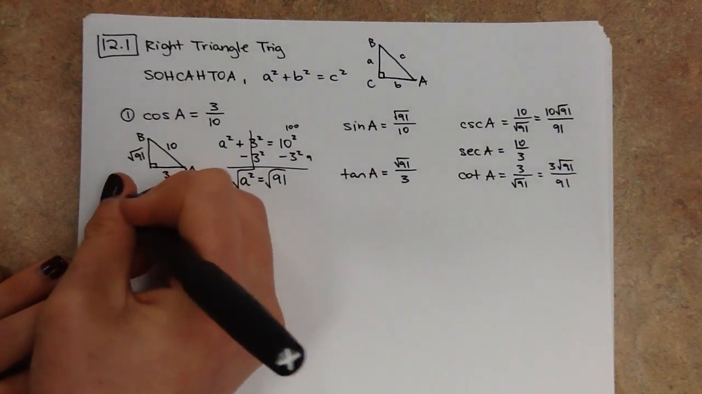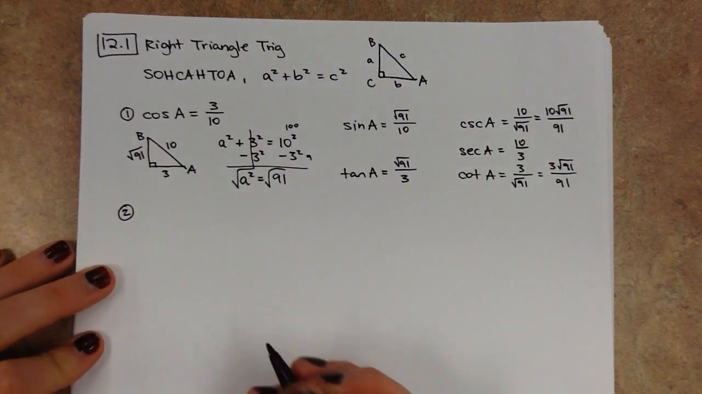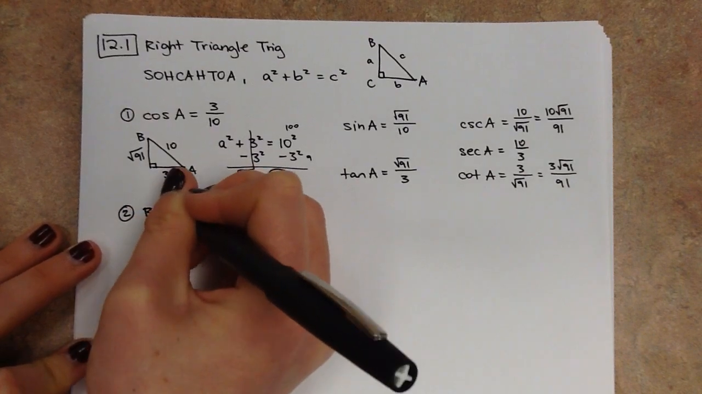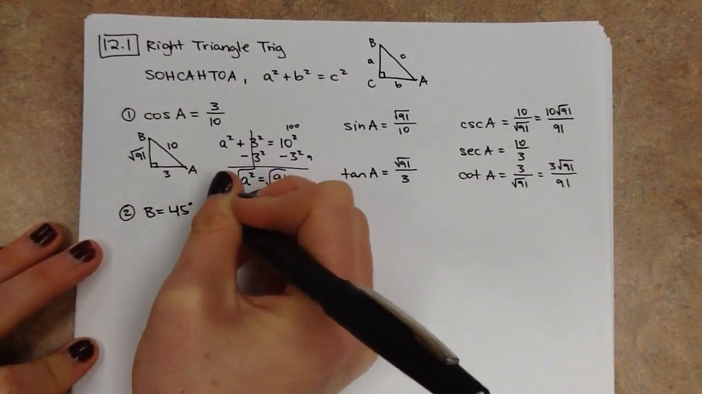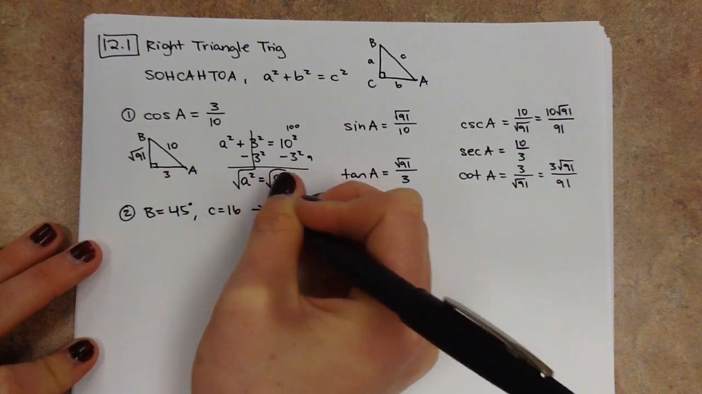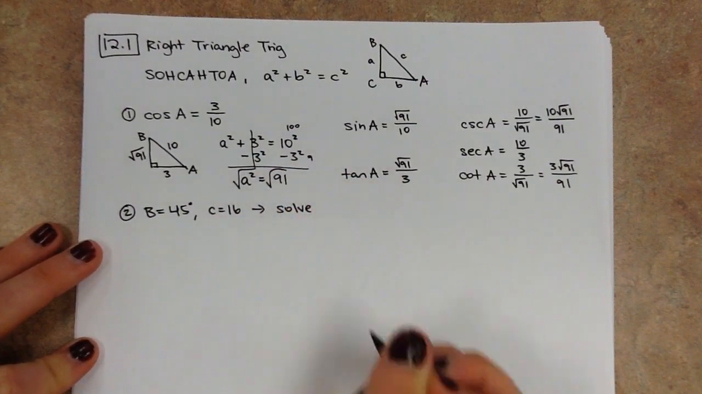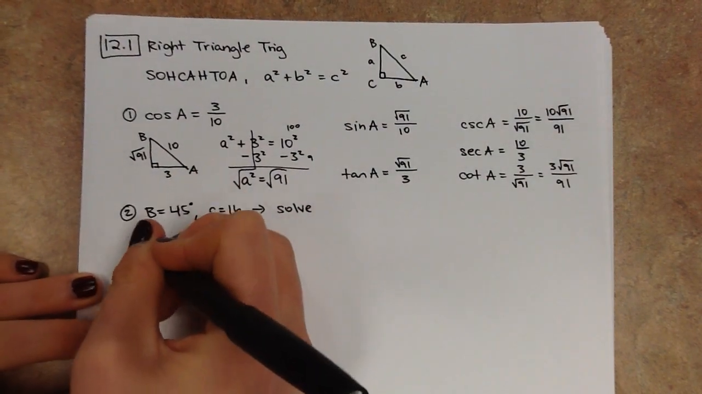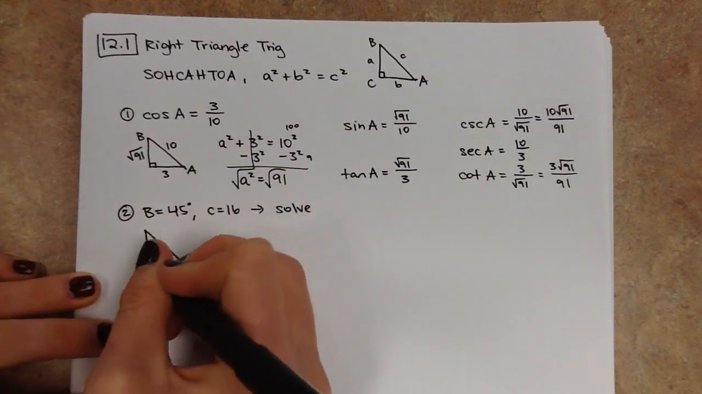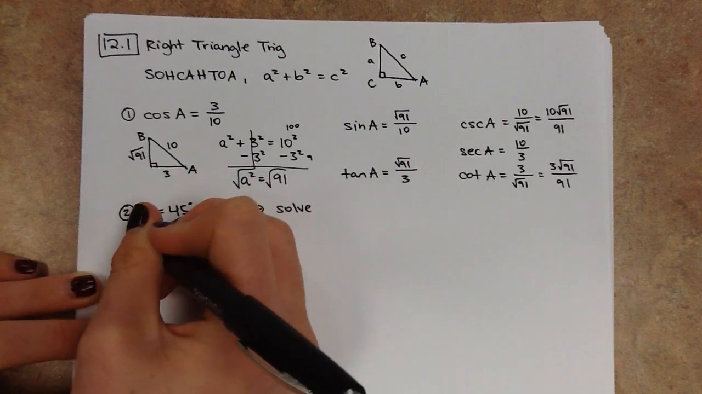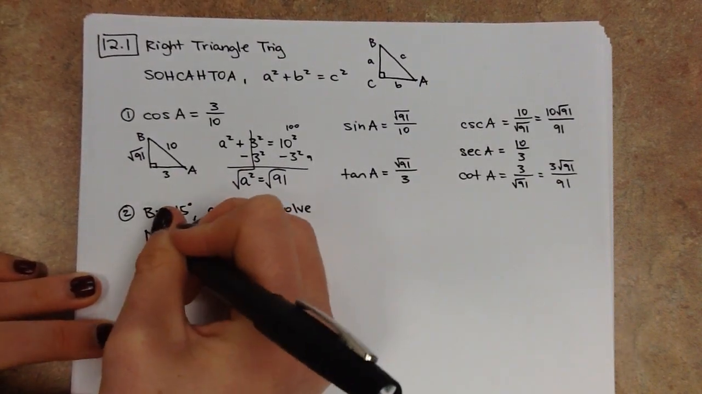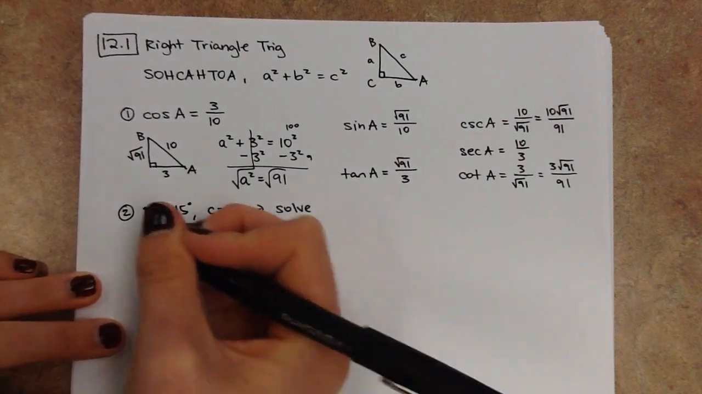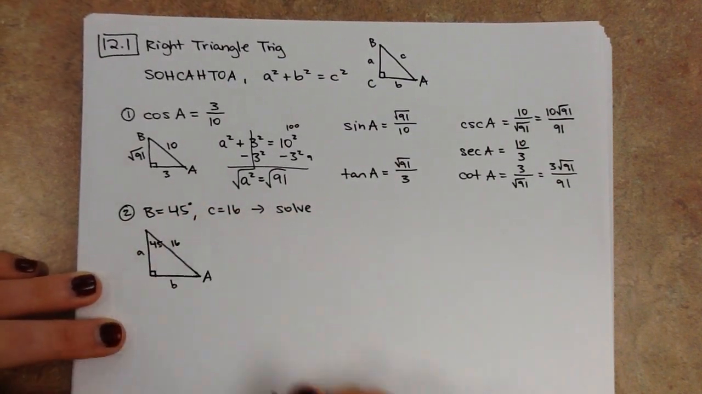The second type of problem you could see in 12.1 is solving a right triangle. So let's say you're given 2 measurements here, and then you are instructed to solve the right triangle. We're missing a bunch of pieces here. So I would again sketch out a triangle and draw what you have. B is 45, little c is 16. We know this is a right angle, so we're still missing capital A and little b.